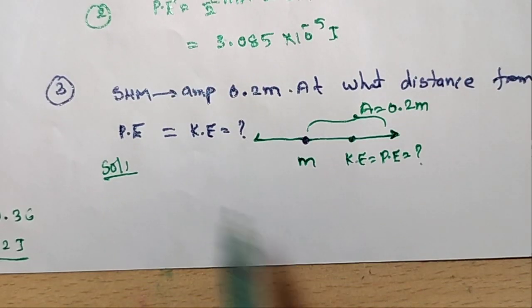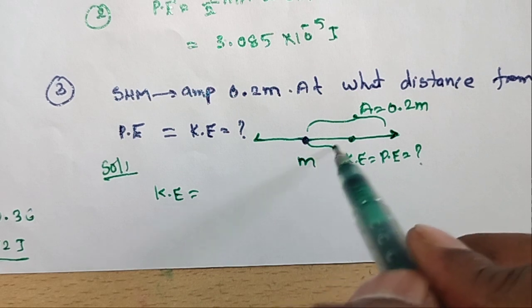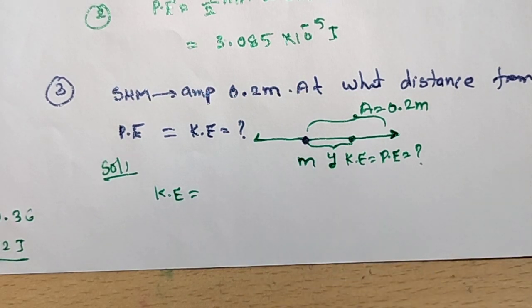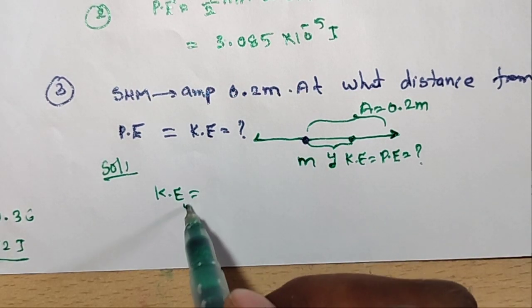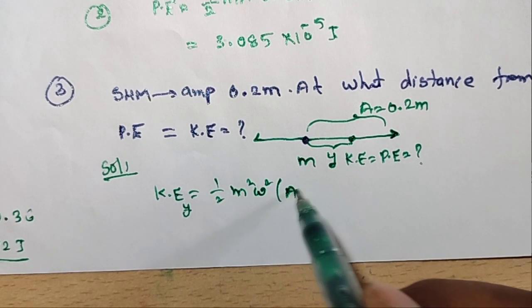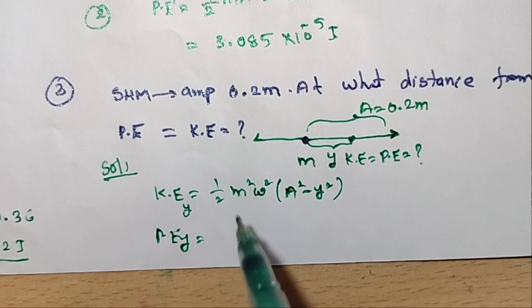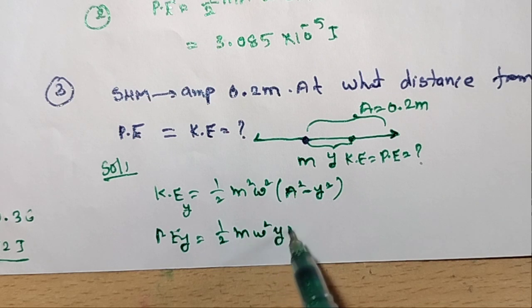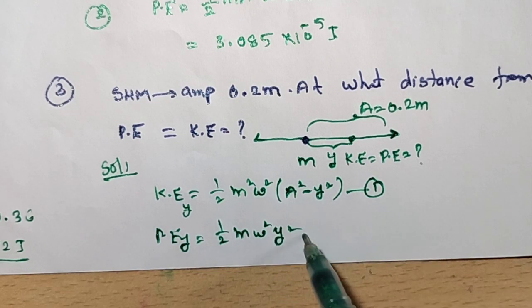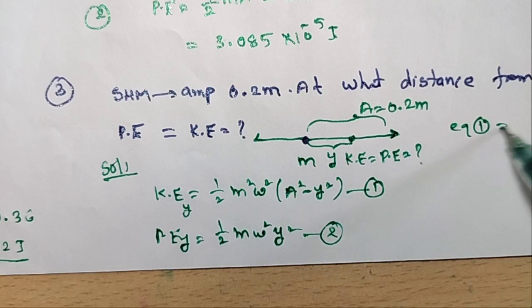What is the formula for the kinetic energy at a displacement? I am taking the small y as the displacement. The kinetic energy is 1/2 m omega square (a square minus y square). What is the potential energy at the displacement? 1/2 m omega square y square. So this is equation number 1 and this is equation number 2, and equation 1 is equal to equation 2.